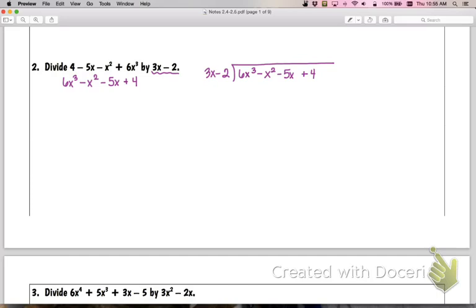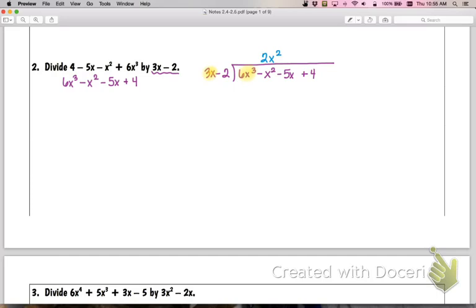All right, so just to walk through the process one more time. We are looking at only the first terms. So we try to decide what times 3x would make 6x to the third. It's kind of the same idea as when we did a GCF, like when you divide it out. So 3 times 2 would make 6, and x times x squared would make x cubed. So 2x squared is what we're going to do. So we line it up with the other x squareds. 2x squared is what we get.